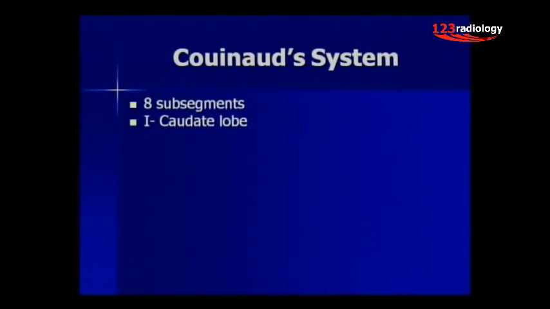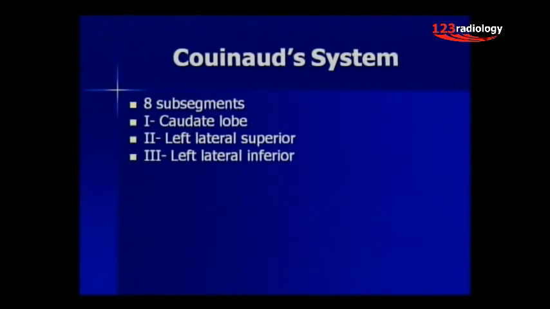So in talking to the surgical colleagues, or when you want to describe where a lesion is in the liver, segment 1, you refer to the caudate lobe. Segment 2, left lateral superior. Segment 3, left lateral inferior. Segment 4, left medial, and sometimes you'll see in the literature, some people will talk about a 4A and a 4B. 4A referring to a superior subsegment and 4B inferior.